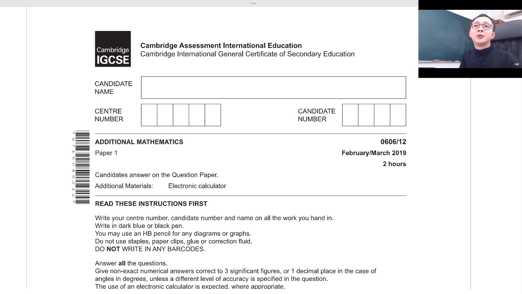Okay, so today we will discuss the 2019 paper. Yeah, a bit messy at the beginning, but I hope everything will be good. So yeah, let's have a look at this paper first.